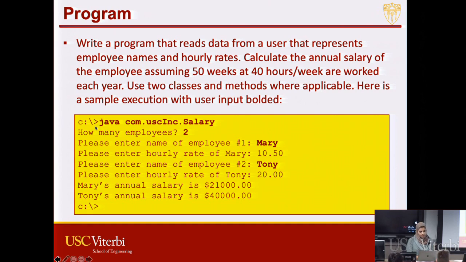So this is the sample output. We will ask the user how many employees they have, and we will enter the name for each employee and the hourly rate. Then we will print out the annual salary. So Emily is here and she will show us how to write this code.